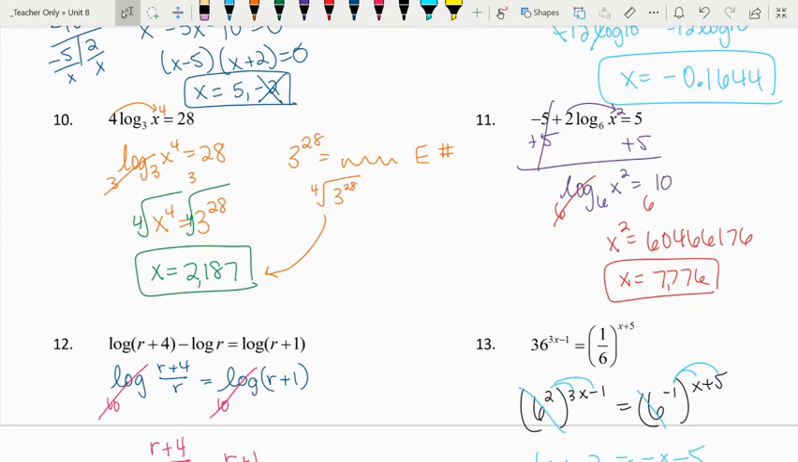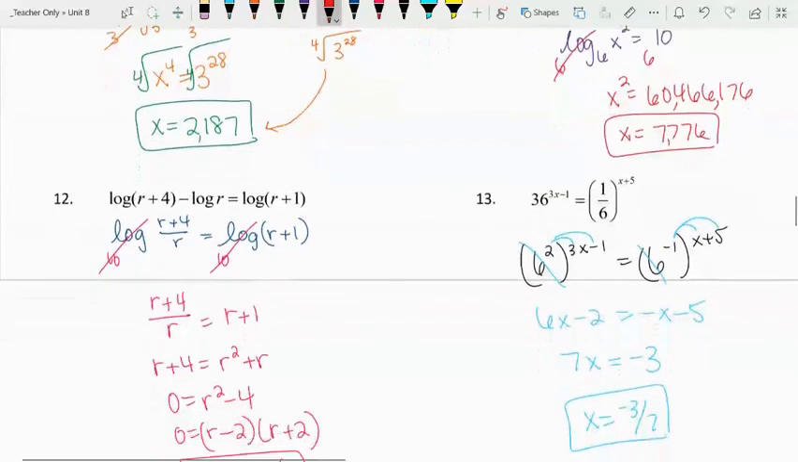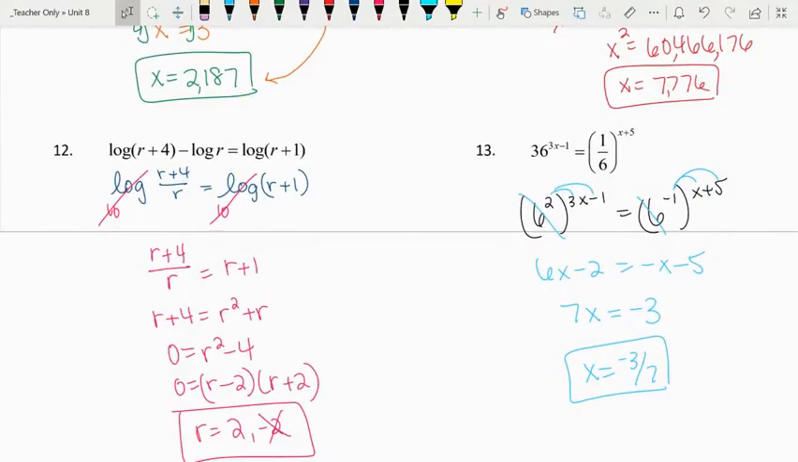When you do that, log base 6 cancels, and you're left with x squared equals, and this is a giant number, this would be 60,466,176. Take the square root, you get 7,776.